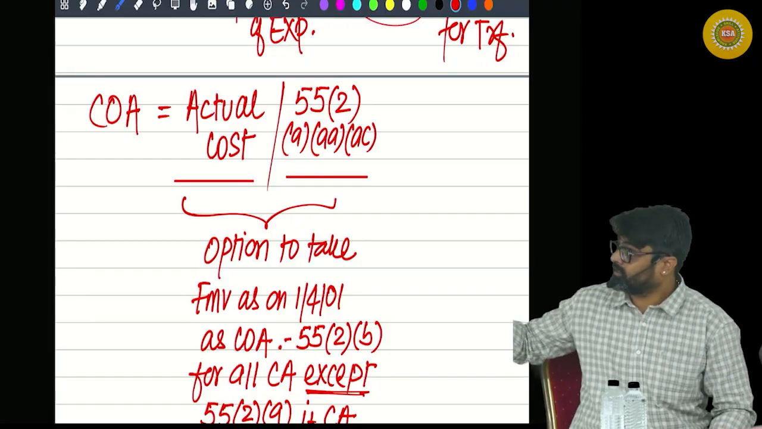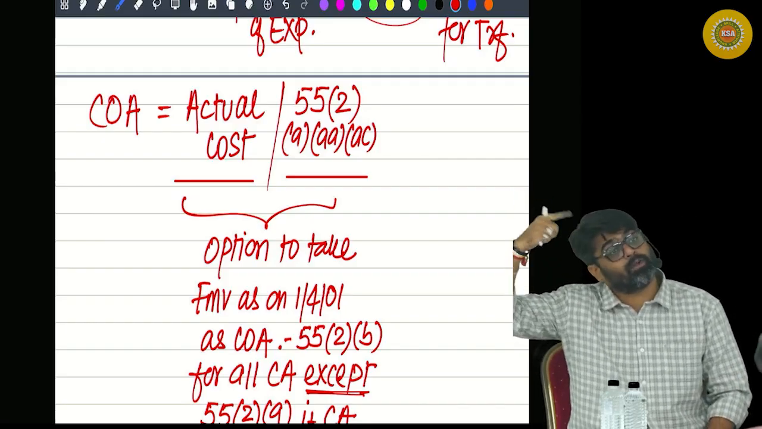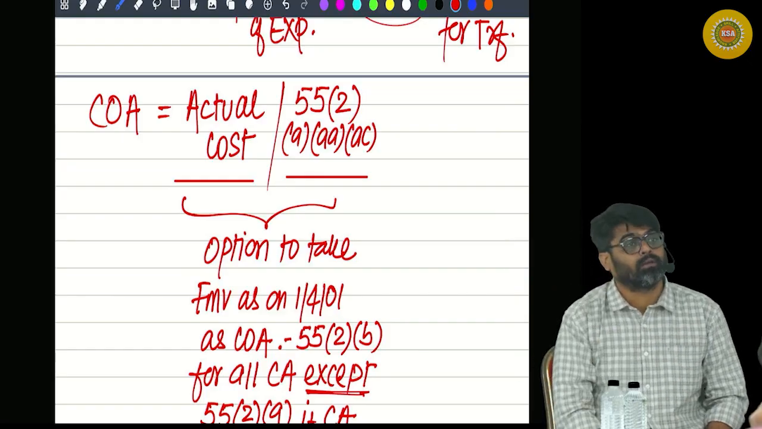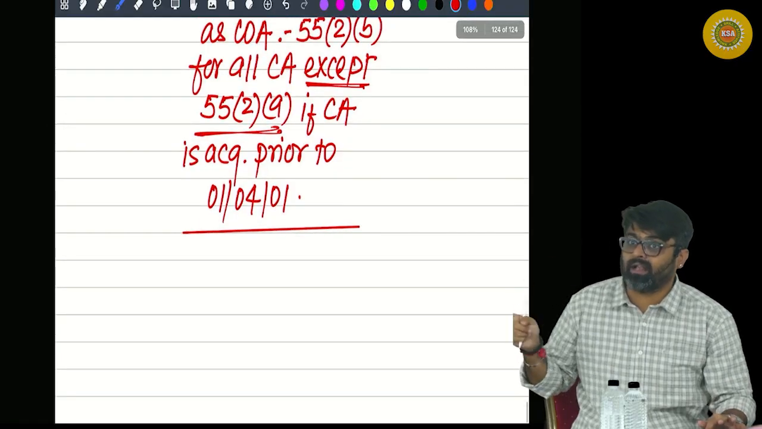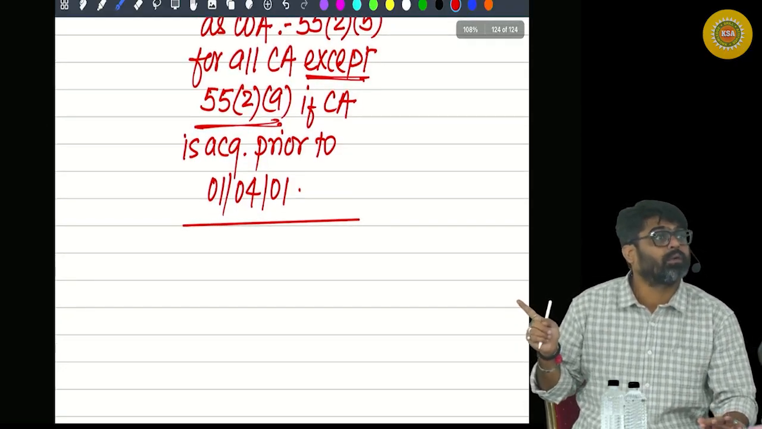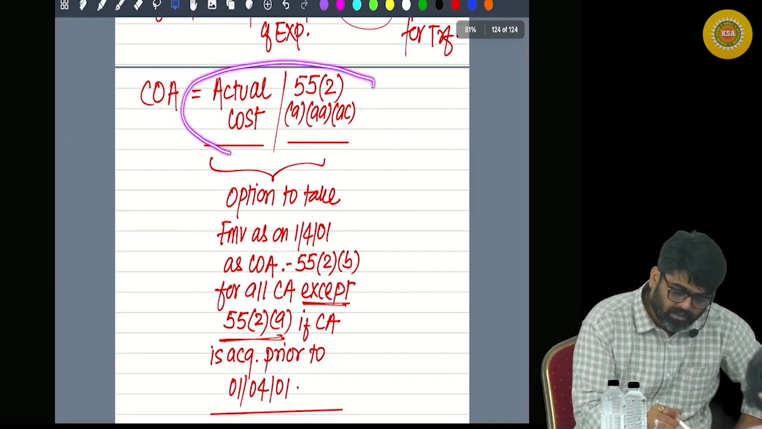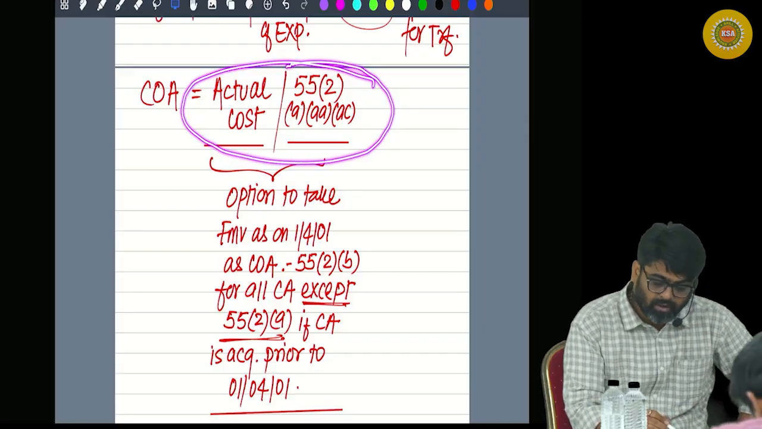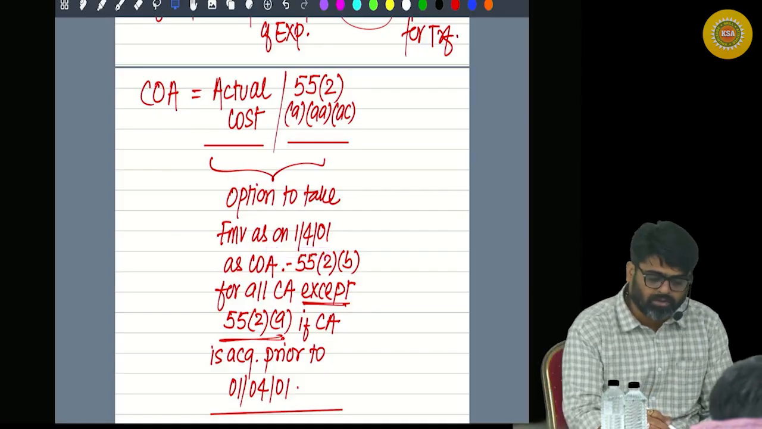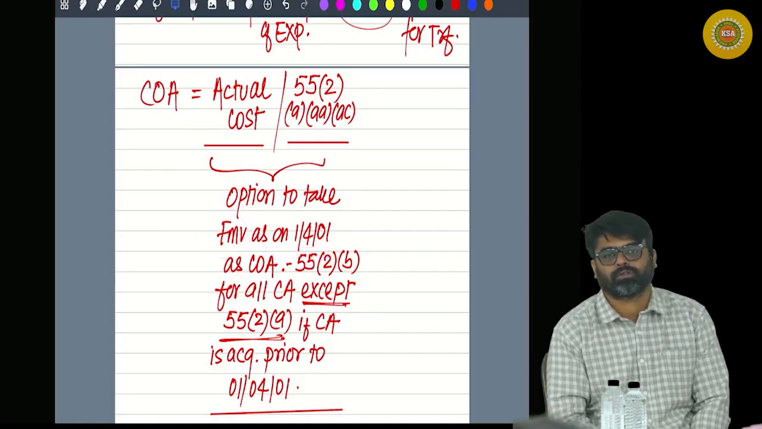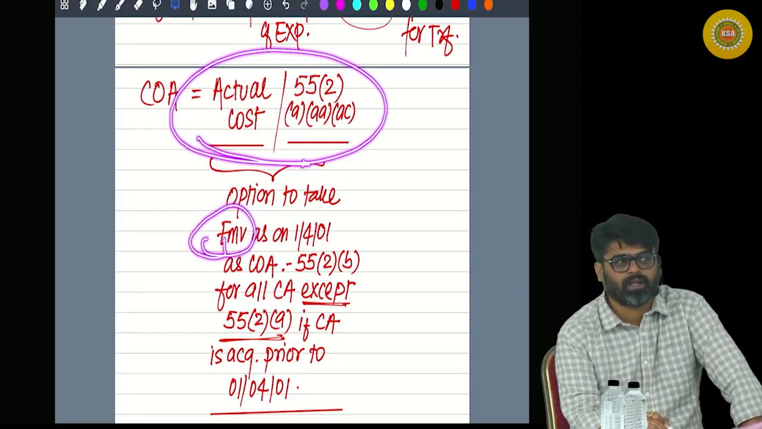But if the assets were acquired prior to 1st April 2001, then you get the option whether to take this amount as your cost or the fair market value as on 1st April 2001. You can take this amount as cost, and you also have the option to take the fair market value as cost. Which will you take as your cost?